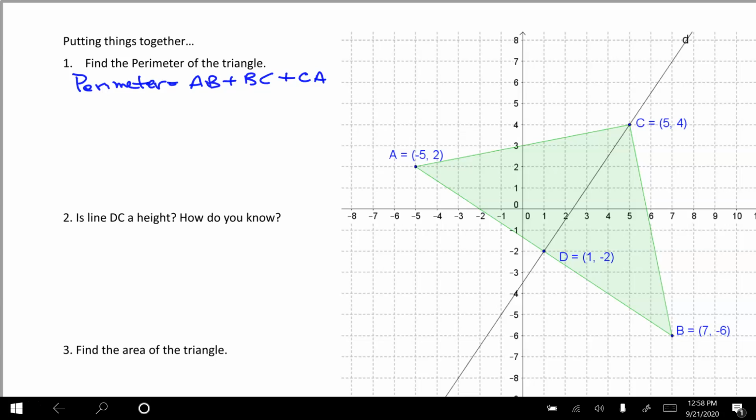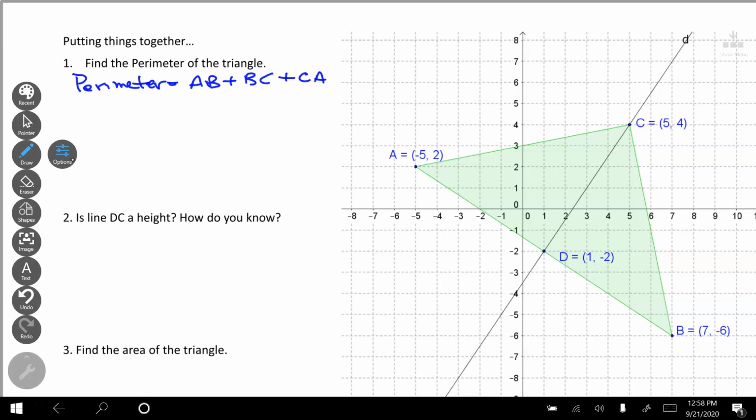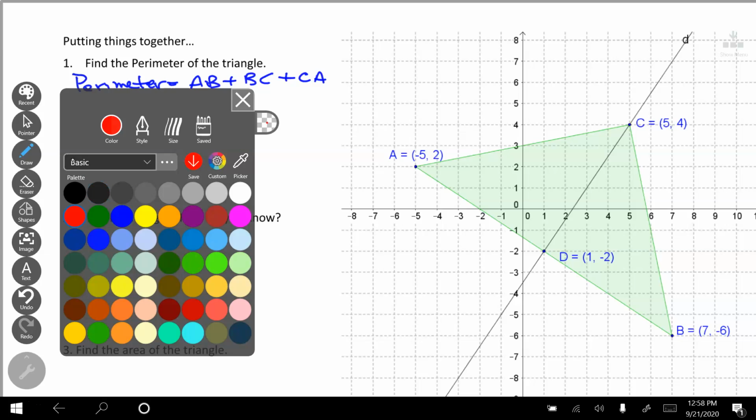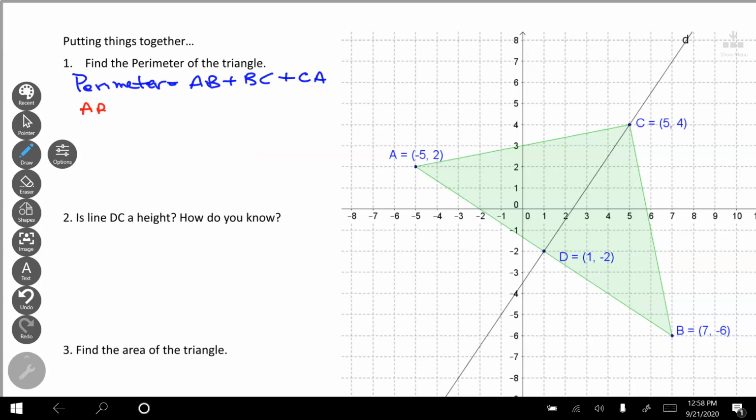Okay, for the next page, we need to find the perimeter of this triangle ABC. So I have the three sides I have to add together. AB is equal to the square root of, well, the difference in the x's for AB is 12 squared, plus the difference in the y's is 8 squared. I get 208, which is about 14.42.